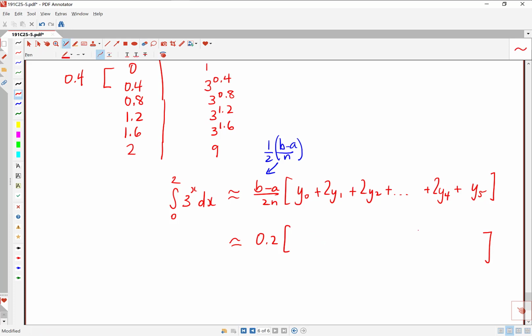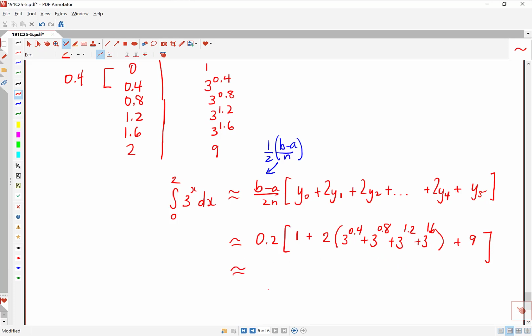Okay, and then we plug in our y values. First and last ones stay as they are, but all the middle ones get doubled. So we've got 2 times a bunch of stuff, and for the sake of typing that into your calculator, you could actually pull the 2 out and then just write all the stuff that's doubling in brackets. So 3 to the 0.4 plus 3 to the 0.8 plus 3 to the 1.2 plus 3 to the 1.6. And that way, this is relatively efficient to type into our calculator.